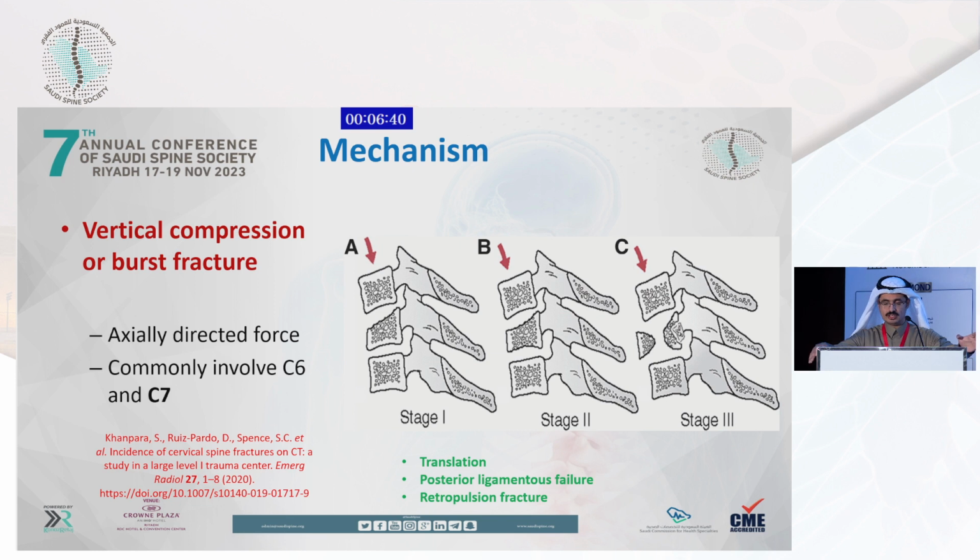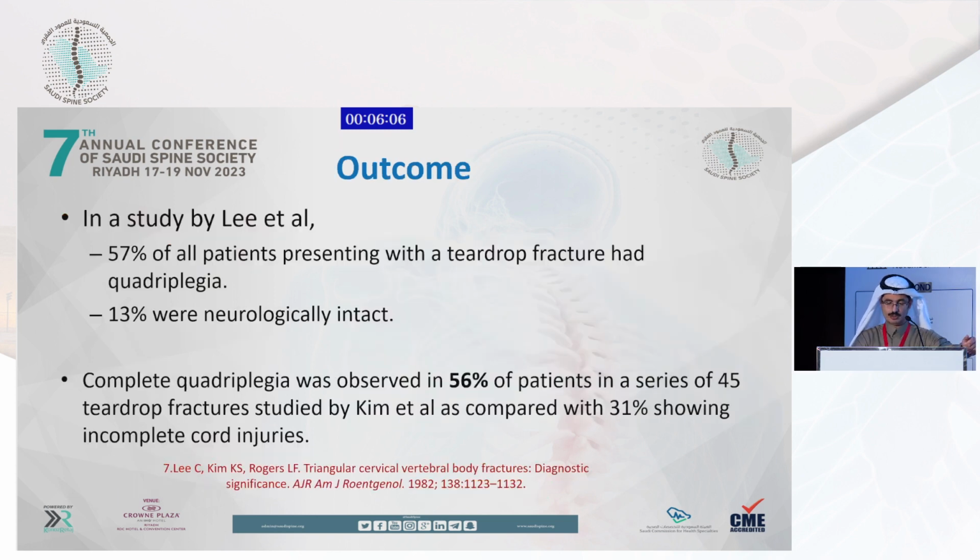These stages are basically based on translation, the status of the posterior ligamentous structure, and whether or not there is a retropulsed fragment. So it is very important to assess the stability and the neurological status, which can be reflected by the presence or not of the retropulsed fragment. Again, the mechanism, as we described, is that the burst fracture results from axial direct forces on a normal lordotic or normal neutral position of the spine.